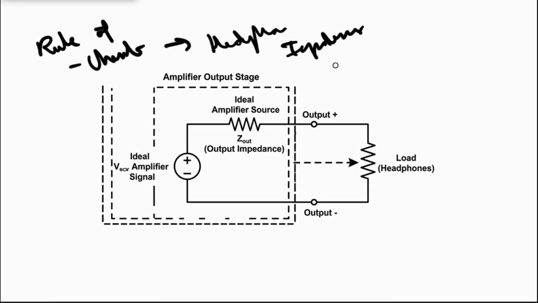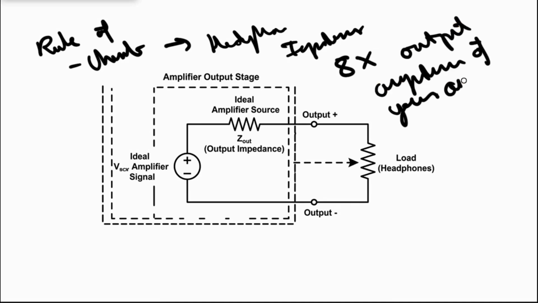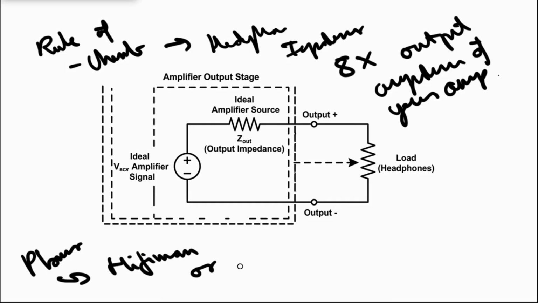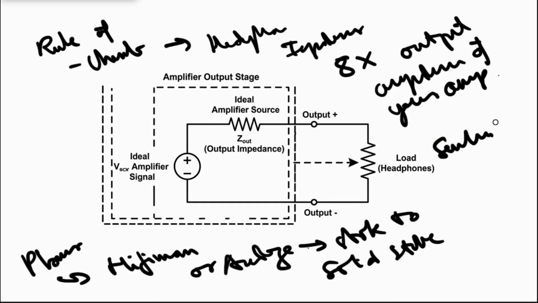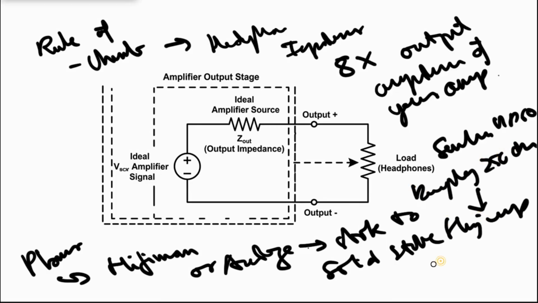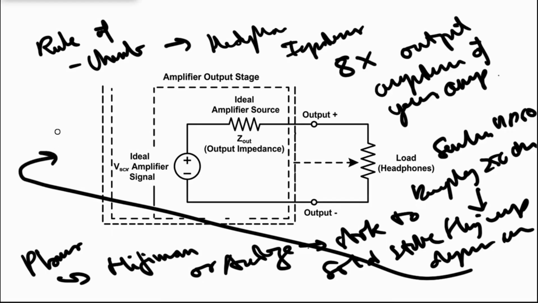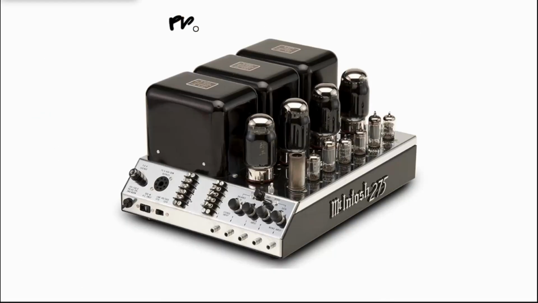So here's a rule of thumb. Your headphone's impedance should be at least 8 times higher than the output impedance of the amp. So if you have planars, say HiFiMan or Audeze, you should stick to solid state. If you have a Sennheiser HD600 or a Beyerdynamic 250 ohm with high impedance dynamic drivers, they are just amazing for tube amps. So what is the hard practical reality?